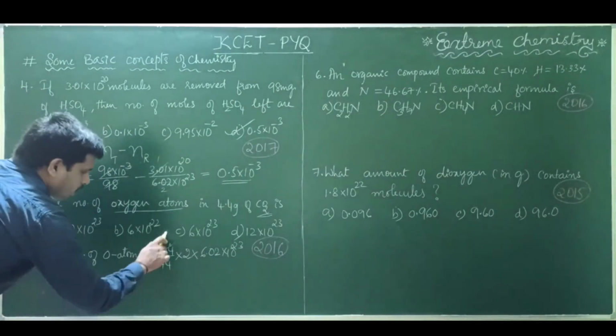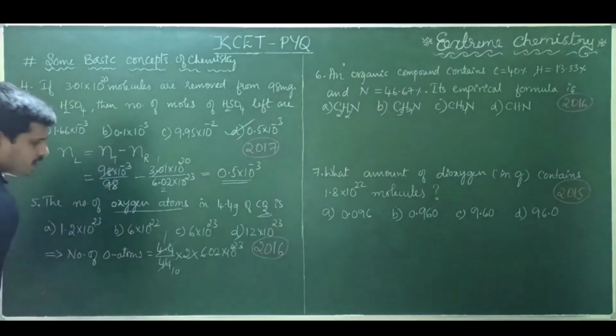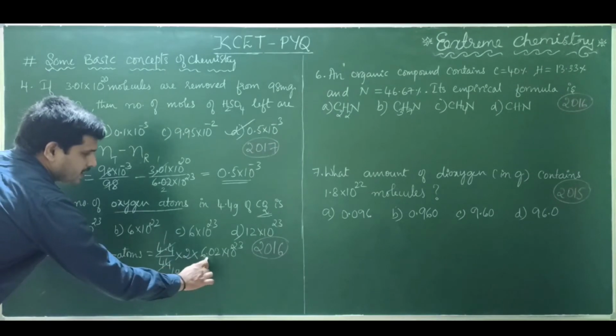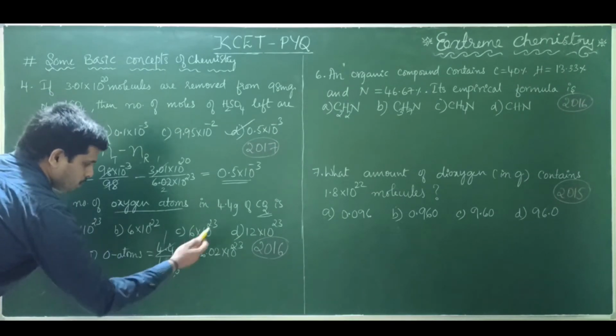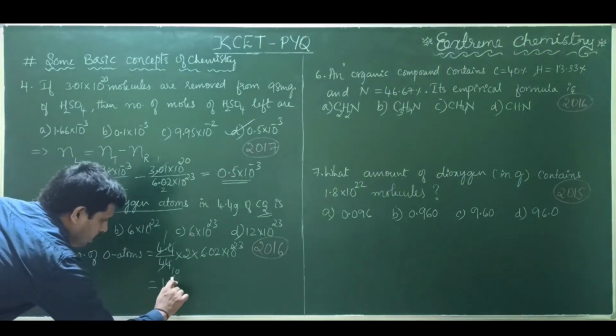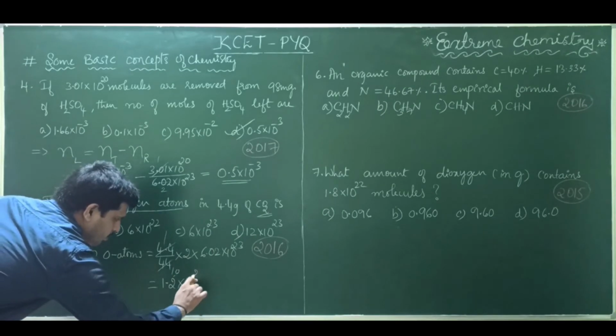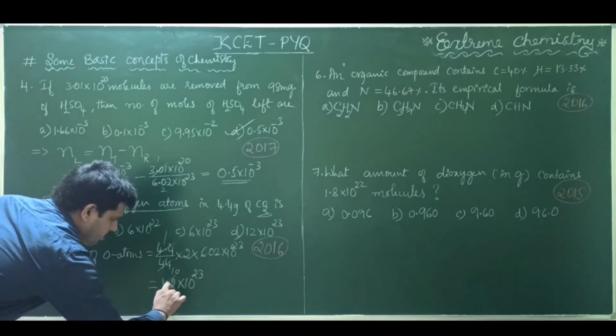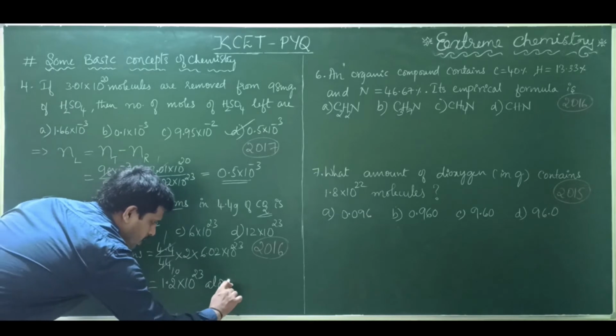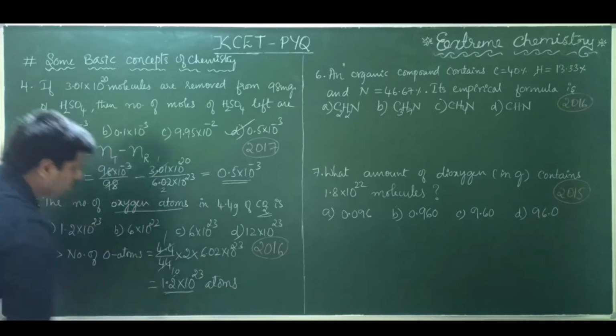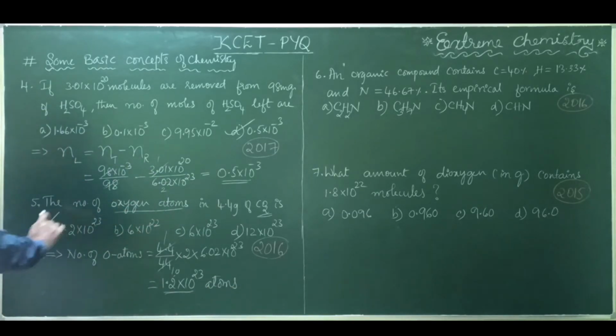So 4.1 is the 10 times the, right? So 2 into 6 is 12, by 10 is 1.2. So 1.2 into 10 to the power of 23 atoms of oxygen will be there. Okay, atoms. So which is that option, dear students?